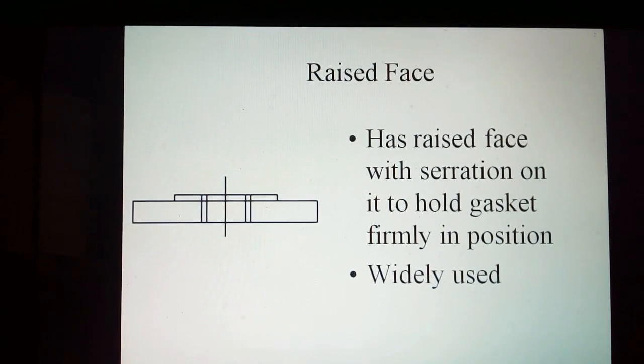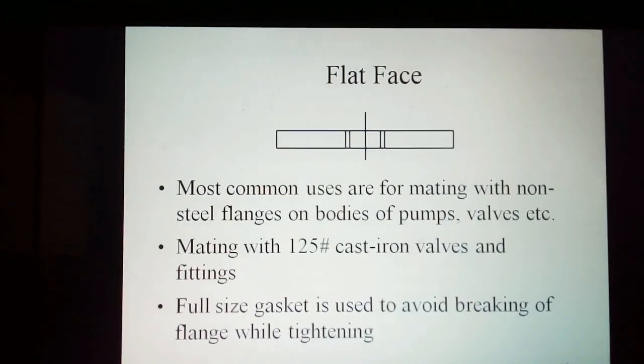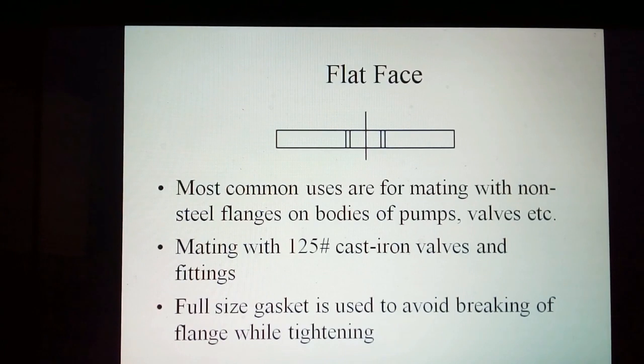The four types of faces are as follows. Raised face has a raised face with serration on it to hold the gasket firmly in position. This is widely used. Flat face. Most common uses are for mating with non-steel, mostly cast iron flanges and bodies of pumps, valves, etc., and for mating with 125 psi cast iron valves and fittings. The full-size gasket is used to avoid breaking of the cast iron flange while tightening.